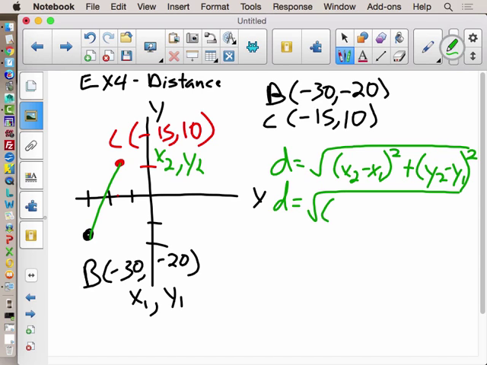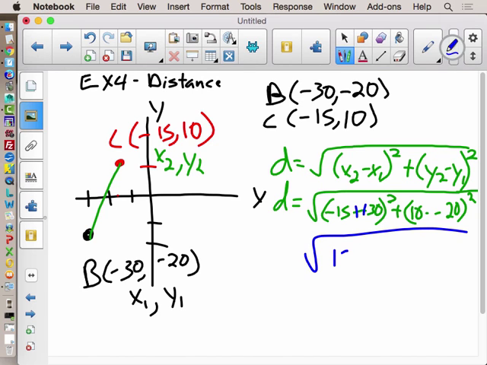Well, anyways, what's my x sub 2? -15 minus x sub 1, which is also minus. So I got minus a minus. And we square that. And then y sub 2 is 10, and then minus y sub 1, and we'll square all that. Well, when we minus a minus, we actually plus. This next one is going to be -15 plus 30 is 15 squared. And then 10 plus 20 is 30 squared.